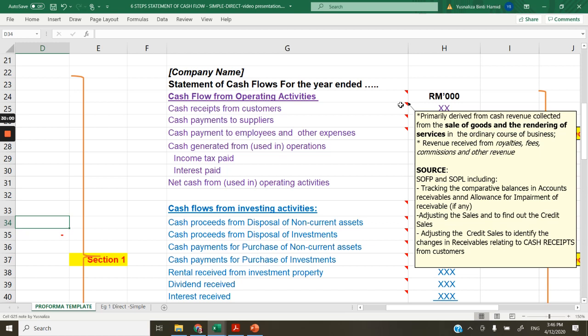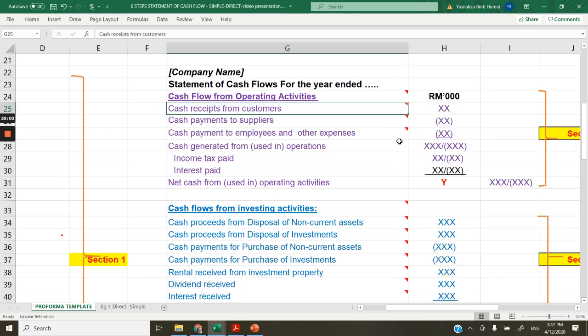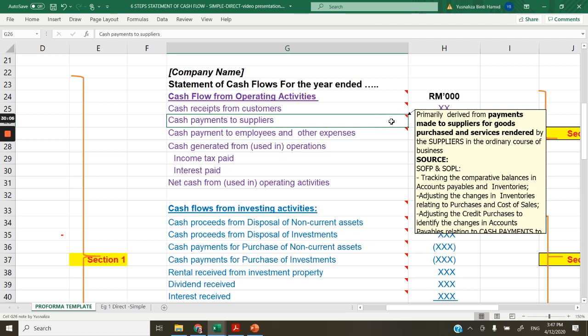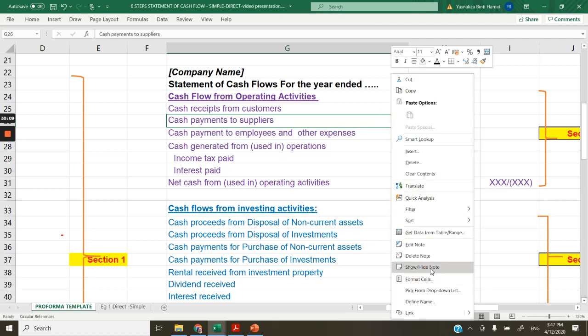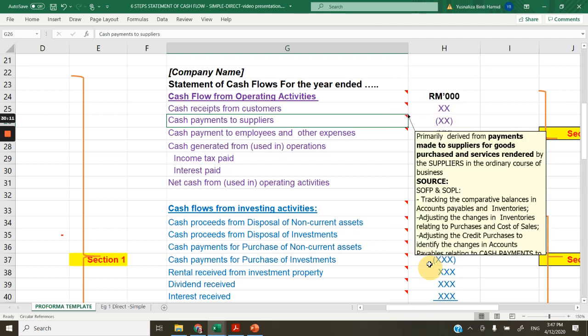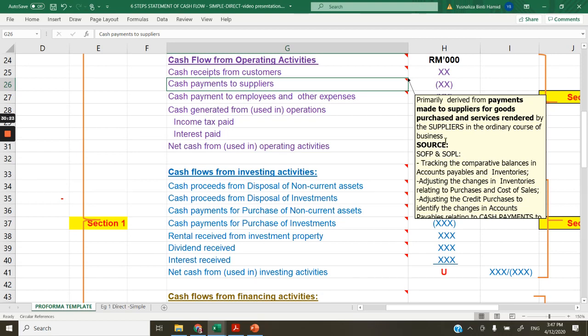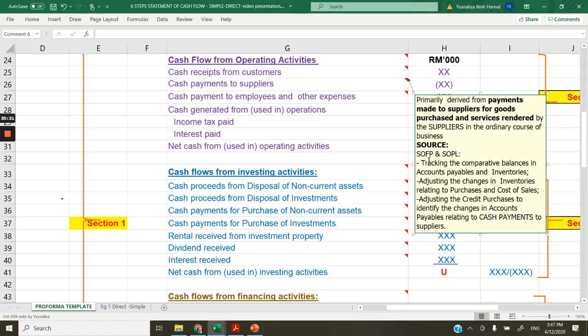Now we move on to the next one, which is cash payment to suppliers. Cash payment to suppliers is the reverse case, where you make payment to your creditors for the goods that you purchase or the services that have been rendered by them on credit in the ordinary course of business. What are those things? These are, for example, things you can track from your SOPL and SOFP, as well as any other accounting records available, like your additional information.